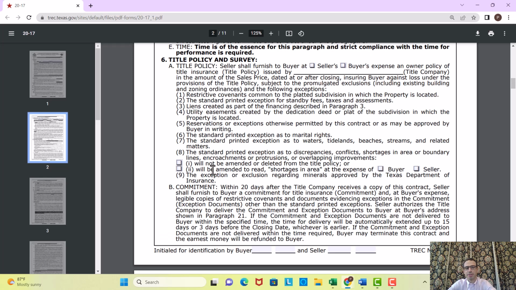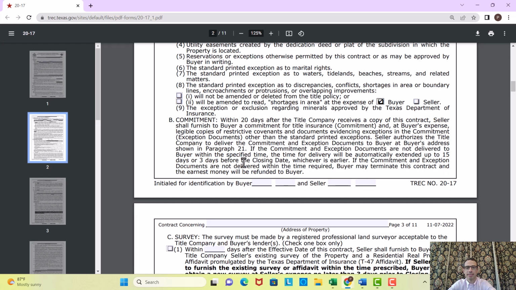And then we get into some options about the policy. You can have the policy amended or deleted concerning shortages in area at the expense of, usually this is some additional coverage for the buyer that relates to shortages in area, and you have to get a survey. Typically the buyer will pay for that, and it may be a couple hundred dollars. I usually recommend that buyers go ahead and get that.